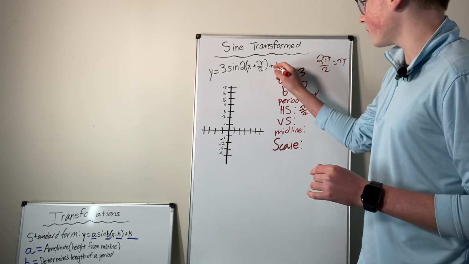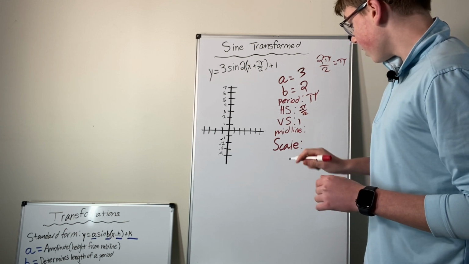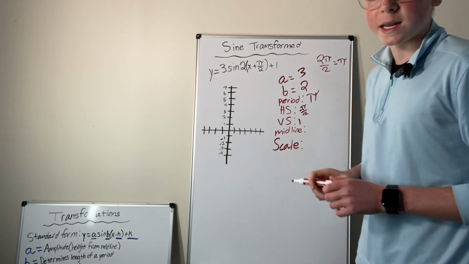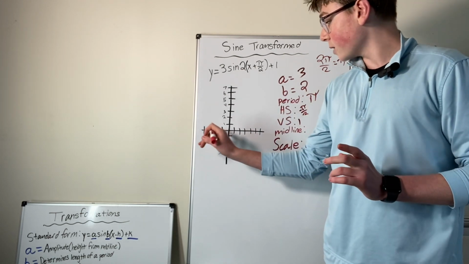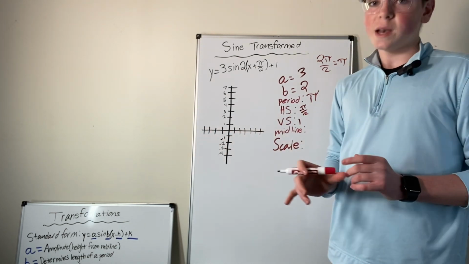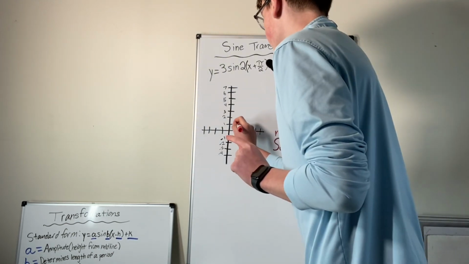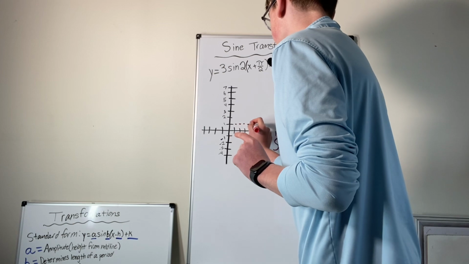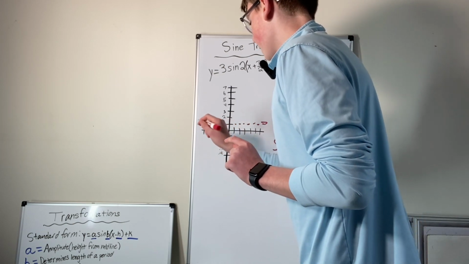Then our vertical shift is this k value, it is 1. Then our midline is the same as this vertical shift. So it used to be, if there's no vertical shift, our midline is y equals 0. But now, since we shifted 1 up, our midline is y equals 1. So let's draw that in there, which is just a dashed line showing that you come back to that.